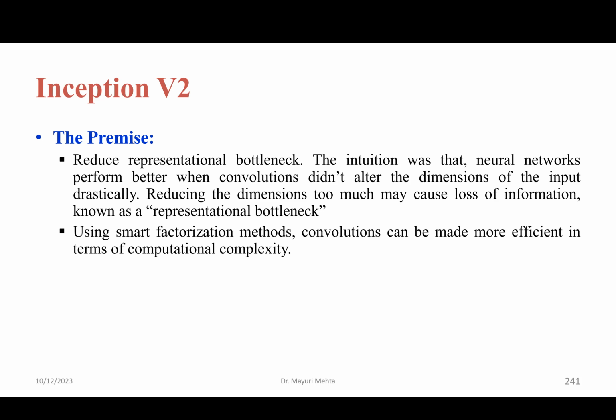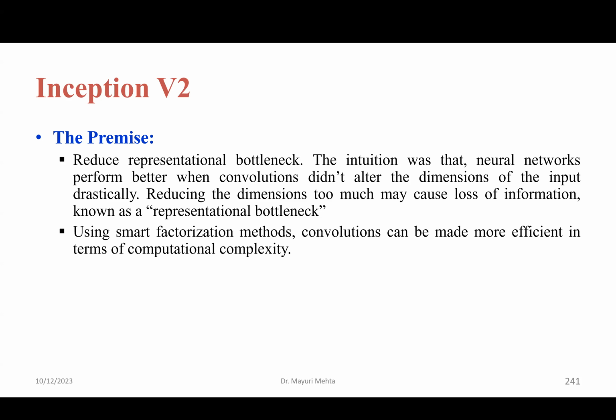Convolutional neural networks are highly expensive in terms of computation. So in every new pre-trained CNN, effort was made to reduce the computational complexity. They also thought of reducing this using a smart factorization method. They observed that if a smart factorization method is used, then computational complexity can be reduced. So these were the two observations.